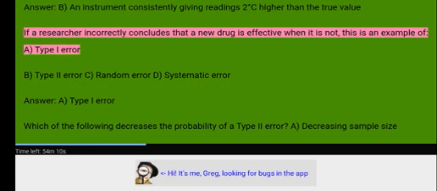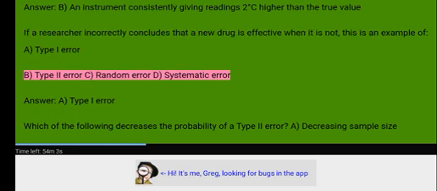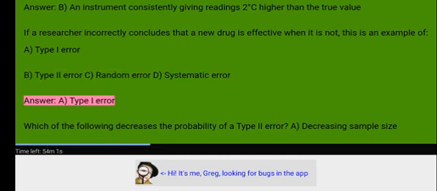If a researcher incorrectly concludes that a new drug is effective when it is not, this is an example of A. a type 1 error. B. Type 2 error. C. Random error. D. Systematic error. Answer. A type 1 error.